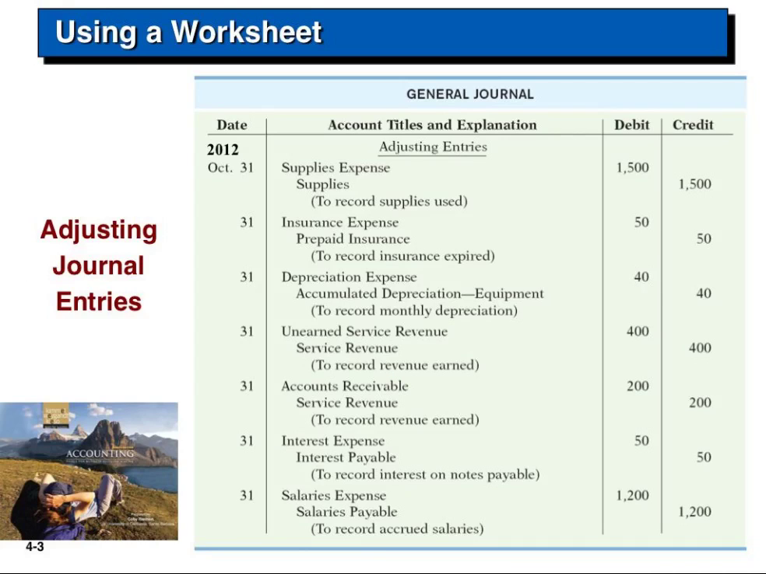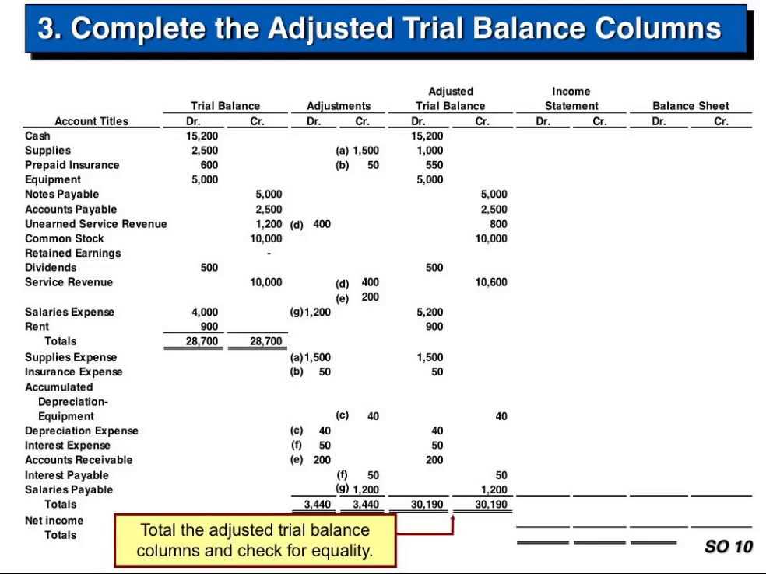Now, here are some of the adjusting entries. As of October 31st, debit supplies expense and reduce the asset supplies. Debit the insurance expense and reduce the asset prepaid insurance. Debit depreciation expense and credit accumulated depreciation. Debit unearned service revenue and recognize revenue. Debit accounts receivable and recognize revenue, and so on. Now, once we journalize these, we then post them right here, right to the adjustment column.